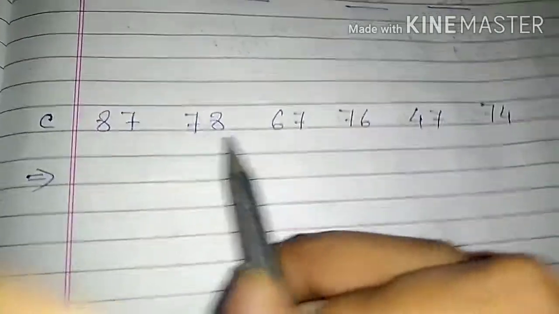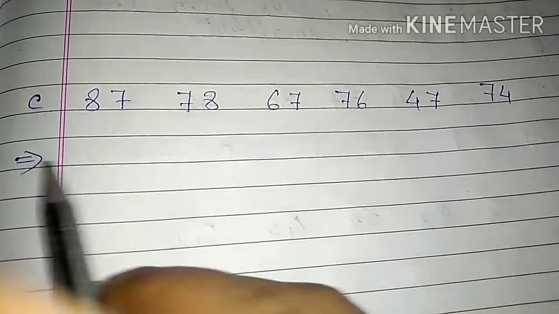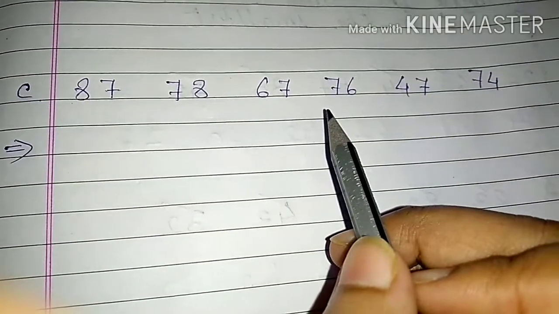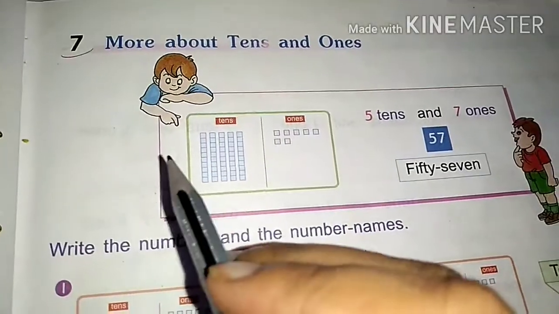87, 78, 67, 76, 47, 74. Okay, this one is your homework. You have to do it by yourself. Arrange it by yourself.